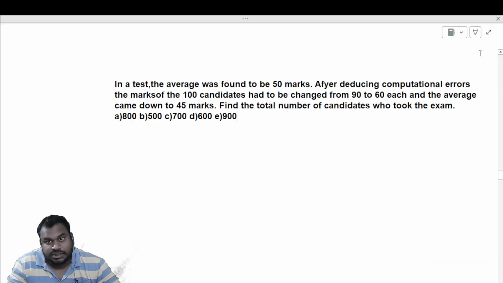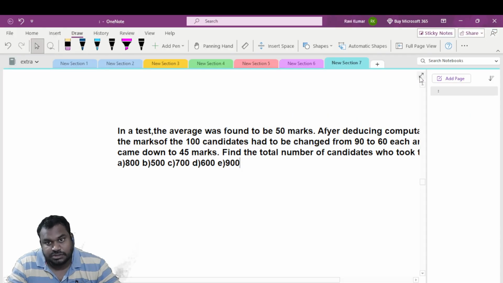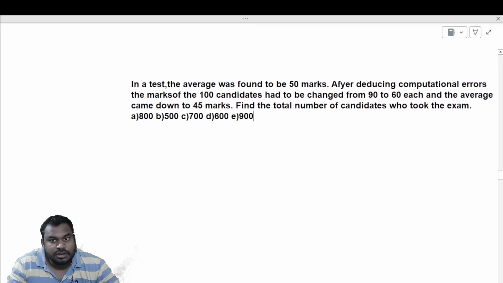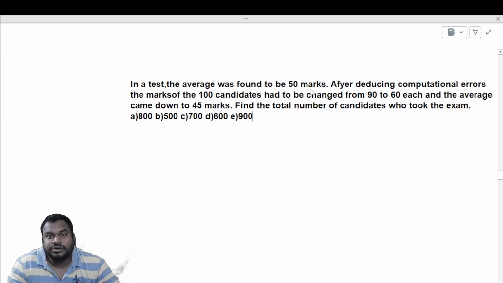In a test, the average was found to be 50 marks. After deducing computation errors, the marks of 100 candidates had to be changed from 90 to 60 each, and the average came down to 45 marks. And the question is the total number of candidates.